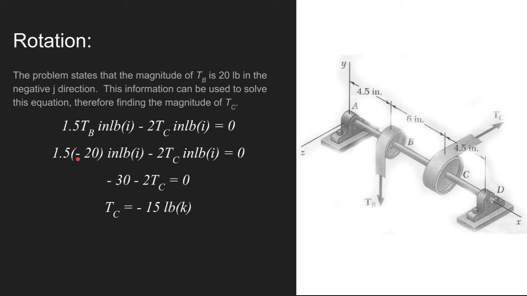So if you multiply 1.5 times negative 20, you'll get negative 30 minus 2TC equals 0. So add 30 to both sides, then divide both sides by negative 2, and you'll find that TC equals negative 15 pounds in the K direction.